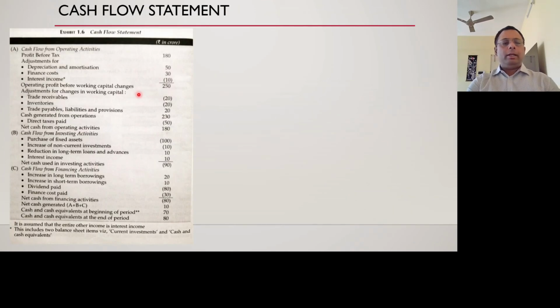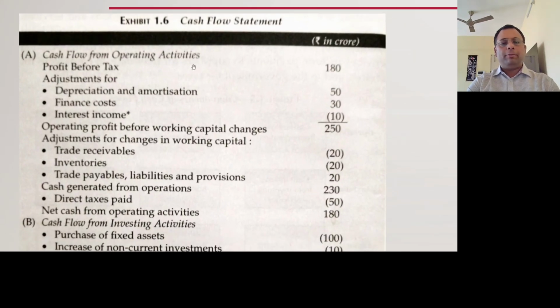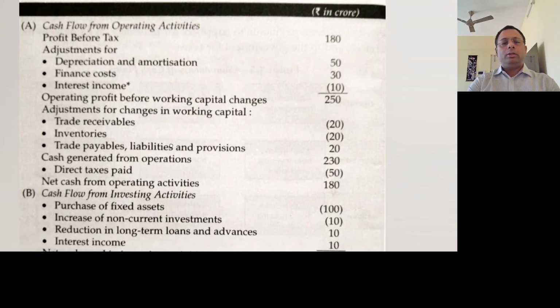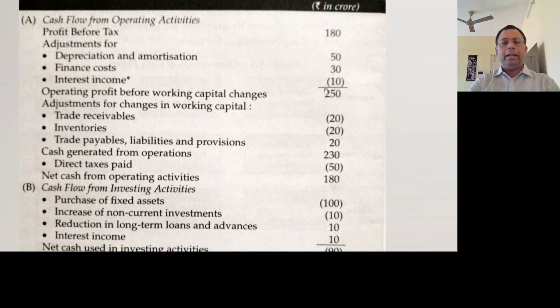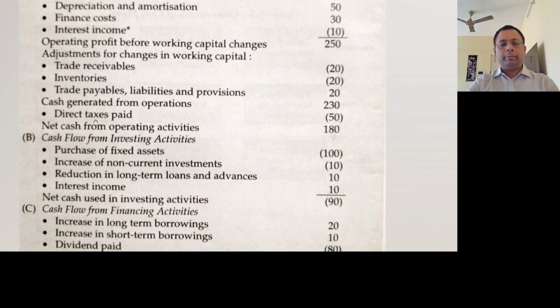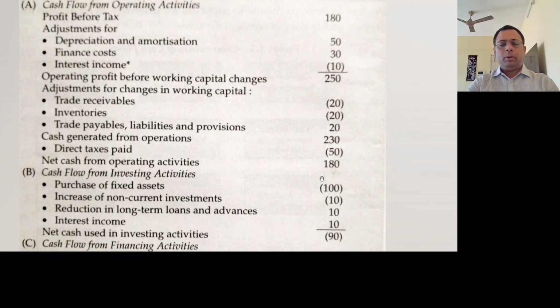Now if you see this cash flow, what we have got is the profit before tax, 180 crores, right? And then there is an adjustment for depreciation and financing cost, so basically this is operating activities. These are the additions which get added, so that becomes 250. Then from there you have trade receivables, inventories, trade payables, what we need to pay to our suppliers, and direct tax paid. So net cash flow from the operating activities is about 180 crores.